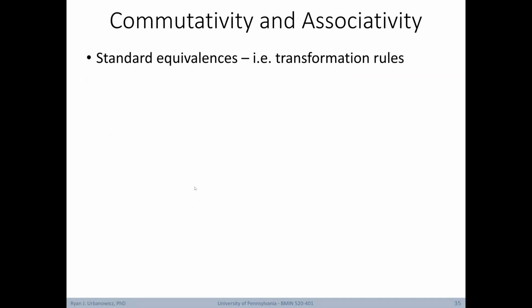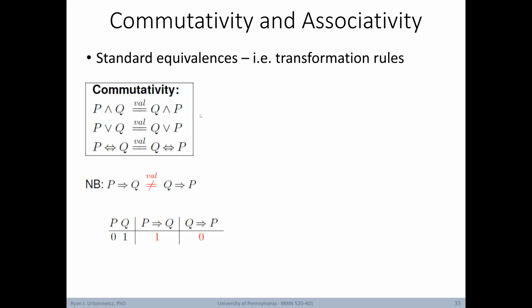Now we're going to step through a number of standard equivalences. You can think of these as transformation rules, much like you'd use in algebra and calculus to transform equations to make them easier to work with or to create proofs. The first one we'll look at is commutativity. P and Q is equivalent to Q and P. Pretty straightforward. P or Q is equivalent to Q or P.